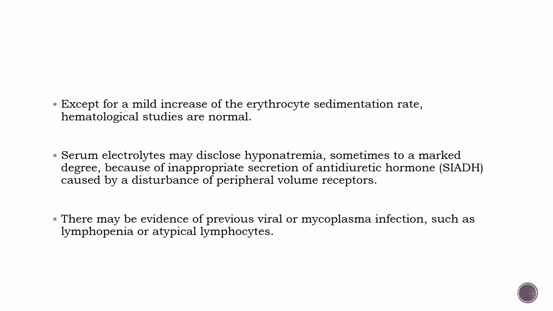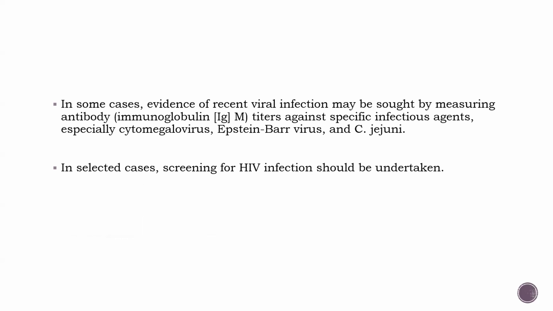Serum electrolytes may disclose hyponatremia, sometimes to a marked degree because of inappropriate secretion of ADH, antidiuretic hormone, caused by disturbances of peripheral volume receptors. There may be evidence of previous viral or mycoplasma infection, such as lymphopenia or atypical lymphocytes. In some cases, evidence of recent viral infection may be sought by measuring antibody titers against specific infectious agents, especially cytomegalovirus, Epstein-Barr virus, and Campylobacter jejuni. In selected cases, screening for HIV infection should be undertaken.